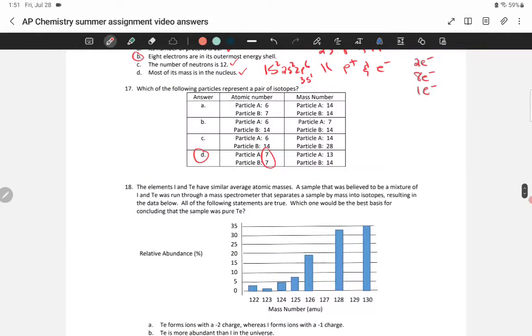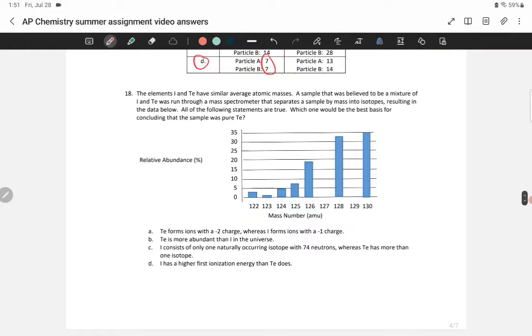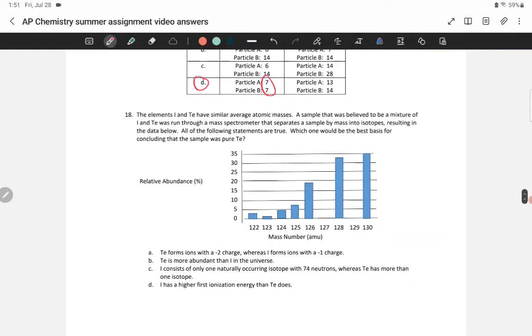18. So I think you're going to need a periodic table in front of you for this one. You have these two elements. If I look at the periodic table, I get that mass, and I get that mass. Now these are the averages of all their isotopes.